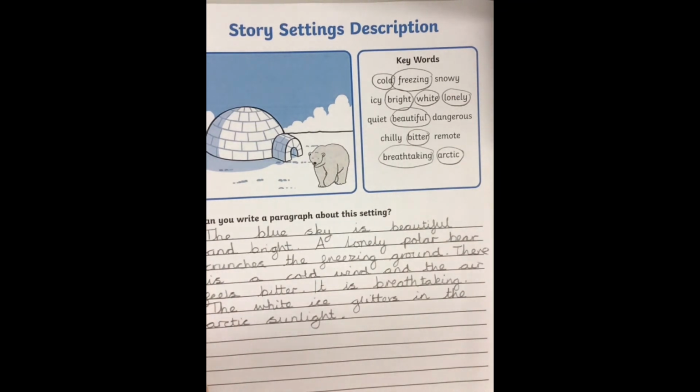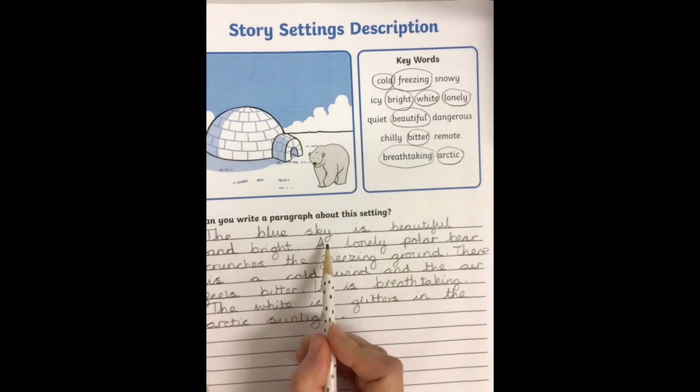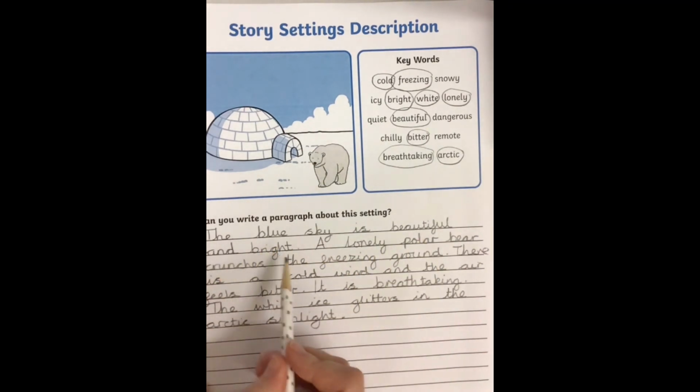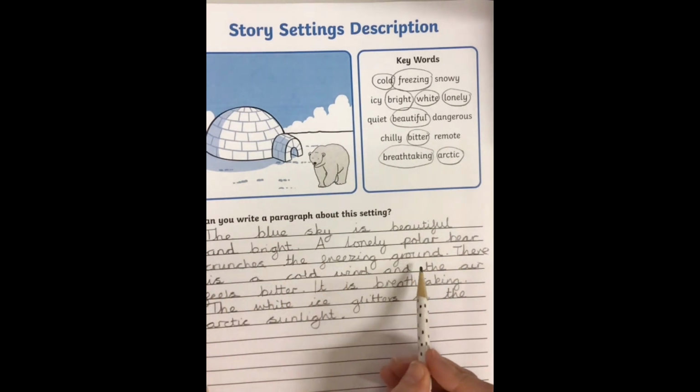Let's read back my description of the setting. The blue sky is beautiful and bright. A lonely polar bear crunches the freezing ground. There is a cold wind and the air feels bitter. It is breathtaking. The white ice glitters in the Arctic sunlight.